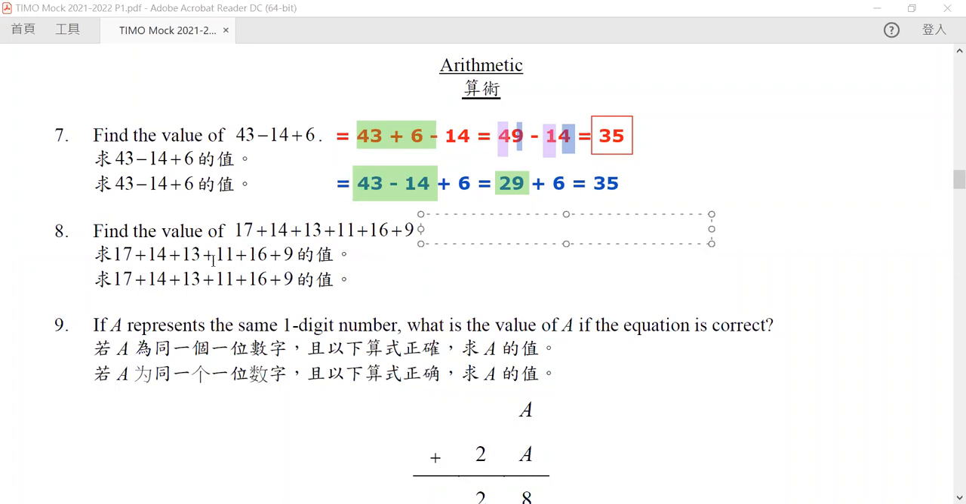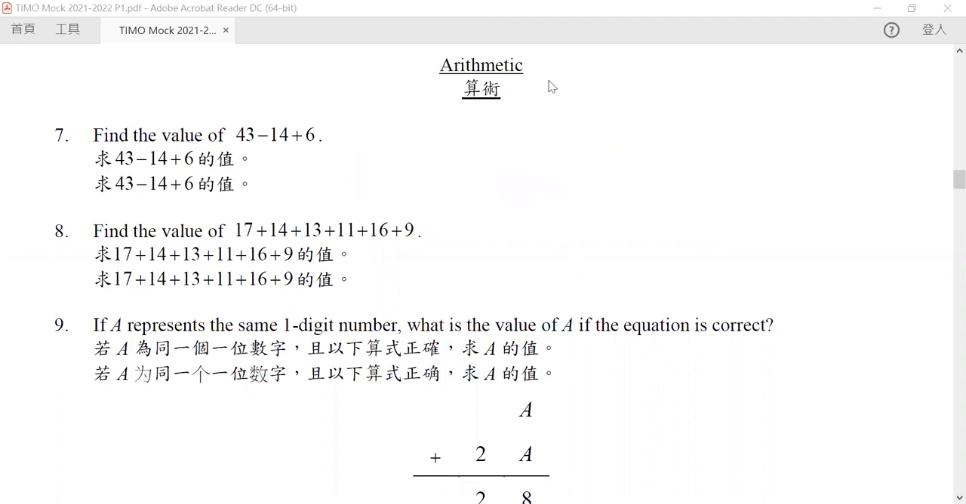Okay, so let's go to question number 8. Find the value of 17 plus 14 plus 15 plus 11 plus 16 plus 9. Again, this question requires you to rearrange the numbers. Now in here, we would like to talk about a technique which we call sum to 10.